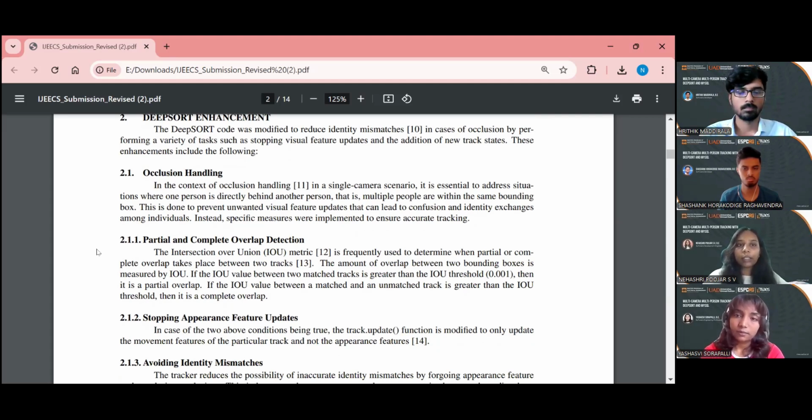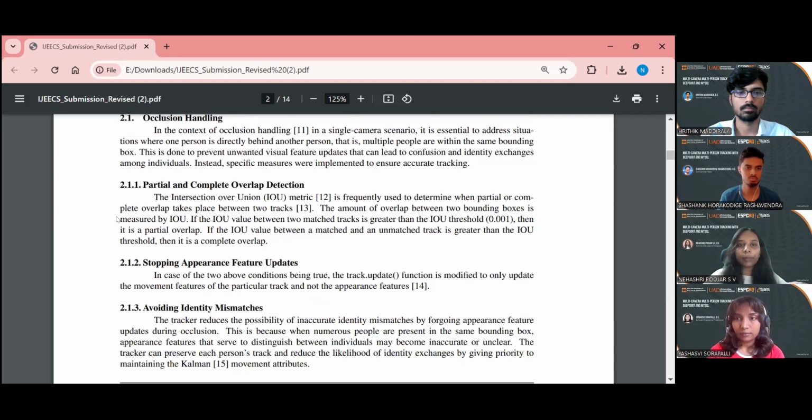Occlusion handling. In the context of occlusion handling in a single camera scenario, it is important to address situations where one person is standing exactly behind the other person. That is when multiple people are actually present in the same bounding box. So occlusion handling is trying to prevent the visual feature updates that can lead to confusion and identity exchanges among the individuals.